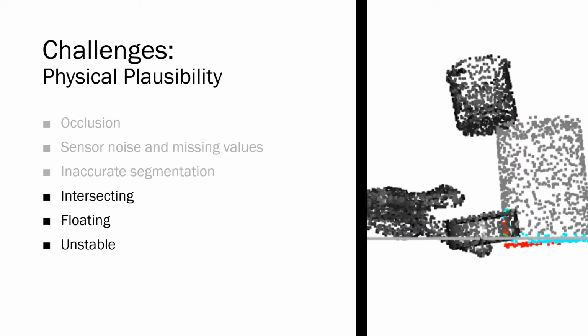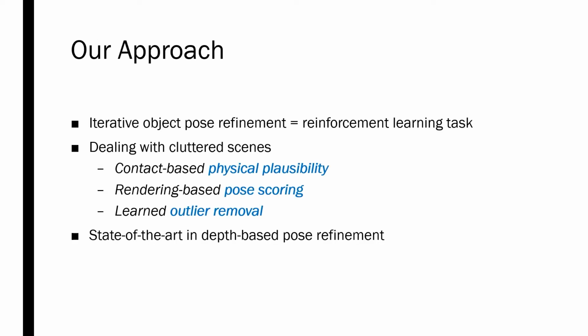This inaccuracy becomes even more striking when considering the physical plausibility of the estimated scene. Objects intersect each other, float in the air, or would not remain statically stable under their estimated pose. Our goal is thus to improve the accuracy of pose estimates by iterative refinement. We learn a policy that selects among discrete refinement steps in each iteration.